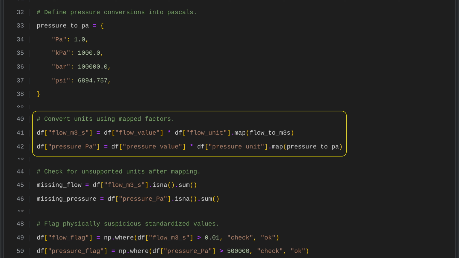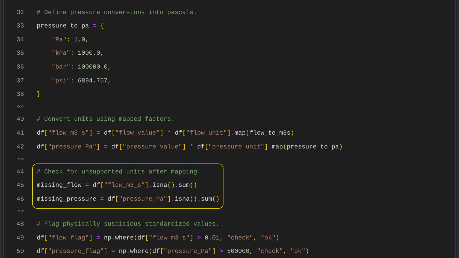The code standardizes measurements by converting flow values to cubic meters per second and pressure values to pascals. It does this by multiplying each value by the appropriate conversion factor for its original unit. Using consistent units makes comparisons and calculations more accurate.